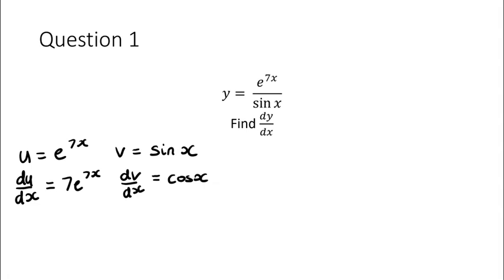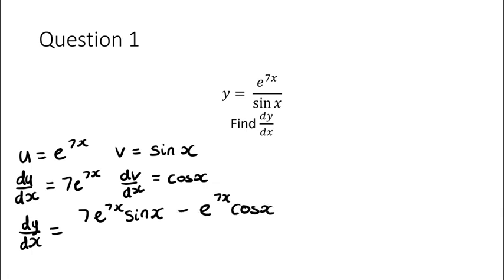So here's how this looks. So timesing the du by dx by the v first. And then we're subtracting u times dv by dx. Make sure that you're taking these away. Finally, we're going to divide it all by v squared. So we're going to divide it all by sine squared. Okay, and that's it.